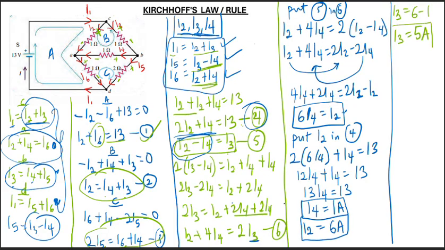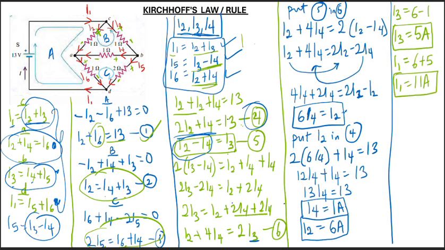Since I have obtained that, I can now come back. I have seen my 3 variables. I can now go back to this to look for the other variables. Now for I1, which is equals to I2 plus I3, my I2 is 6, my I3 is 5, then my I1 is 11 ampere. That is for I1.